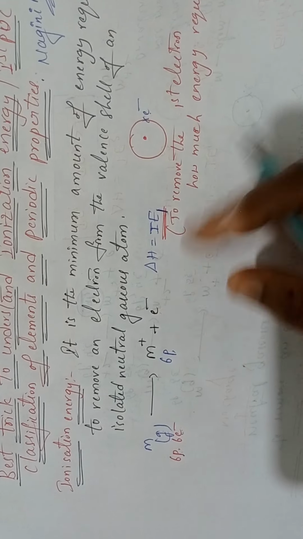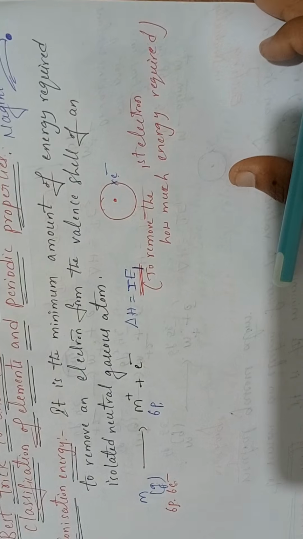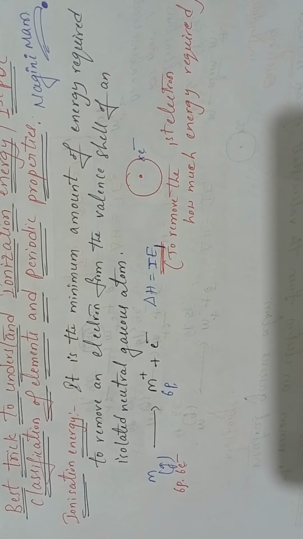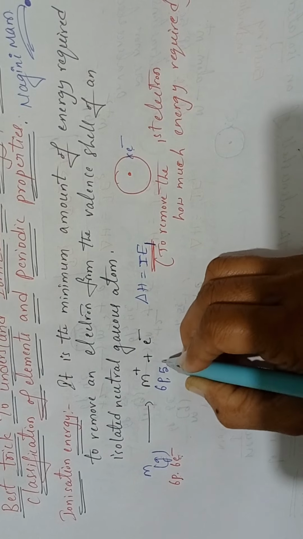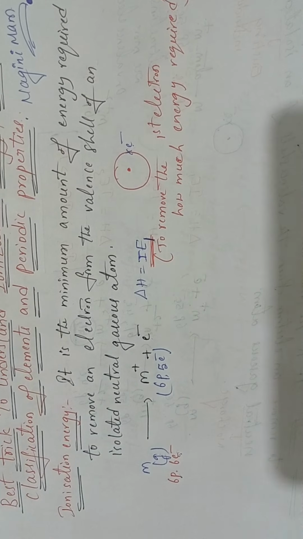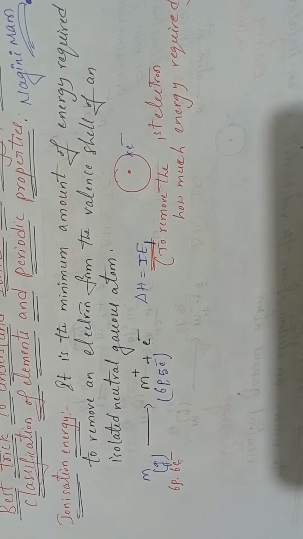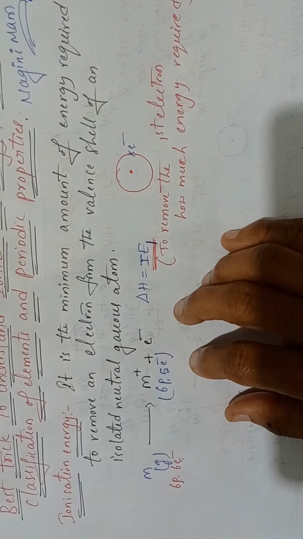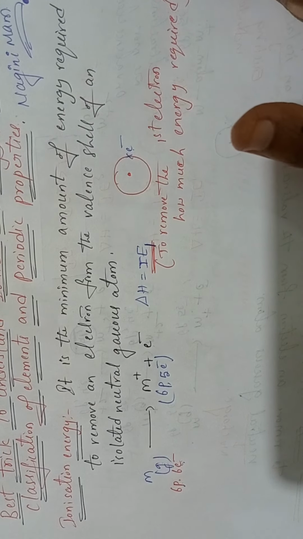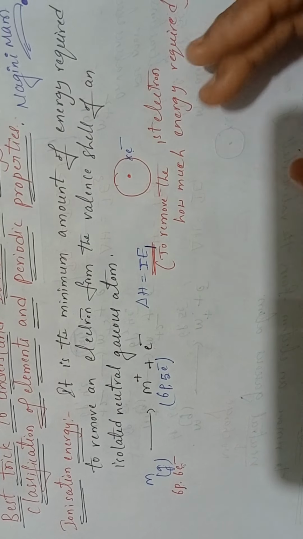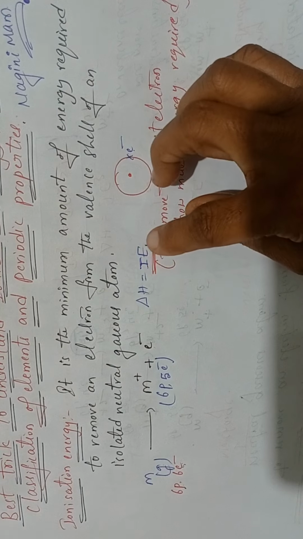Protons number as it is. And coming to the electrons number, students, how many electrons? Here one electron is lost, so it has 5 electrons. Are you clear? 6 protons and 5 electrons are present. Clear, students? To remove the first electron, how much energy is required? That is called first ionization energy, IE1.